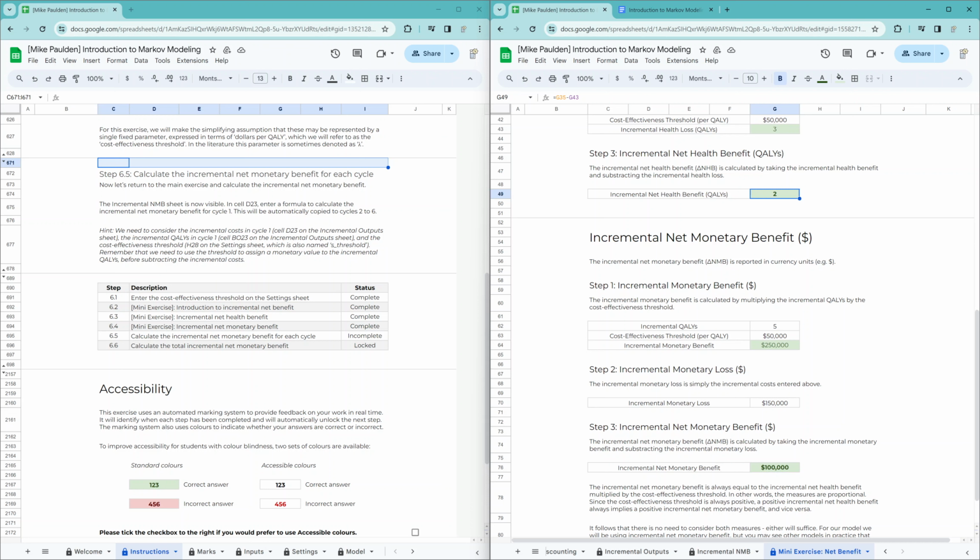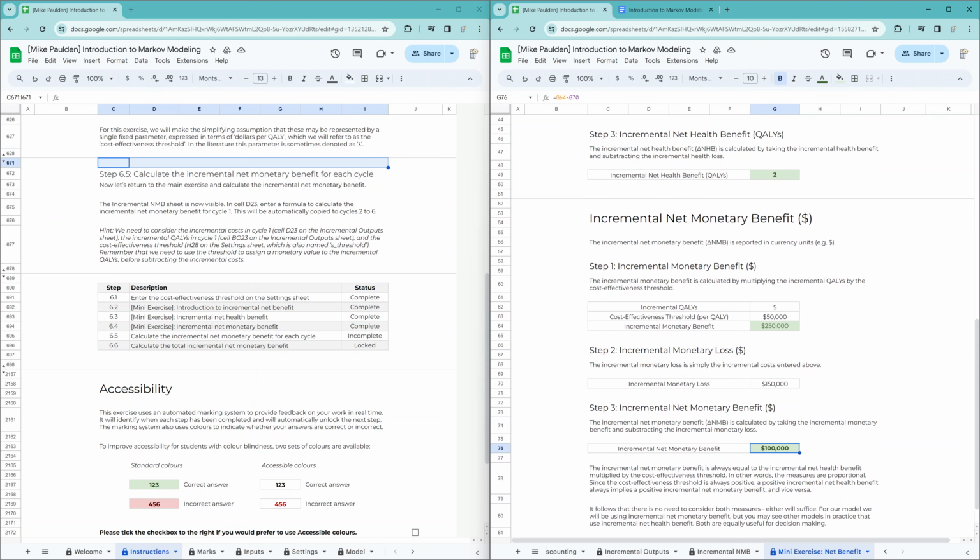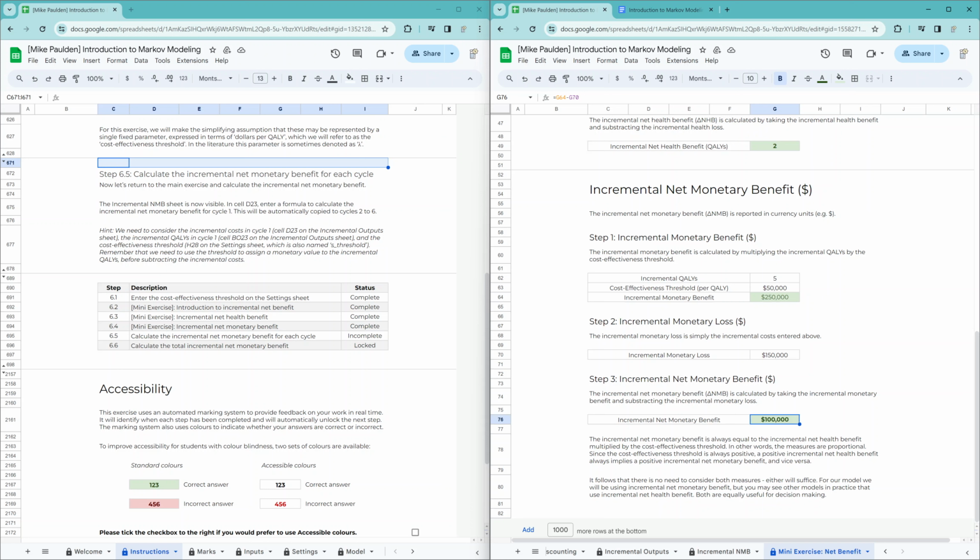And because the threshold is always positive, what that means is that if one of these is positive, well, then the other must be positive. So if you've got a positive incremental net health benefit, well, then you must have a positive incremental net monetary benefit, and vice versa. And for that reason, you only need to use one of these in a model. You can take your pick. You can use net health benefit, you can use net monetary benefit, but you don't need to use both. And so for this model, we're going to use incremental net monetary benefit, but you will see models that use incremental net health benefit, and that's completely valid as well.